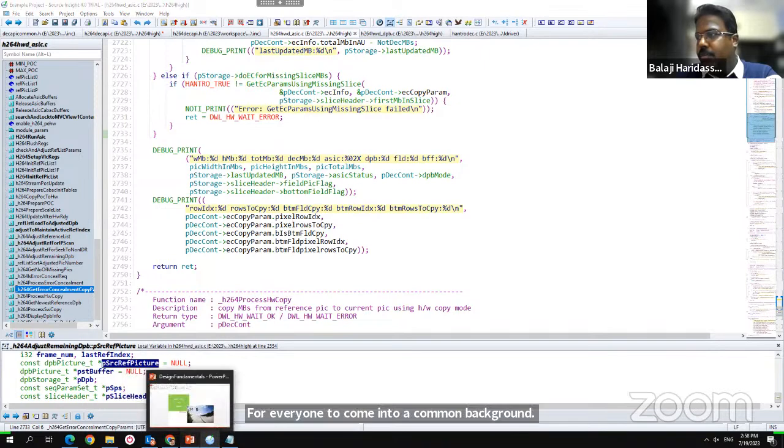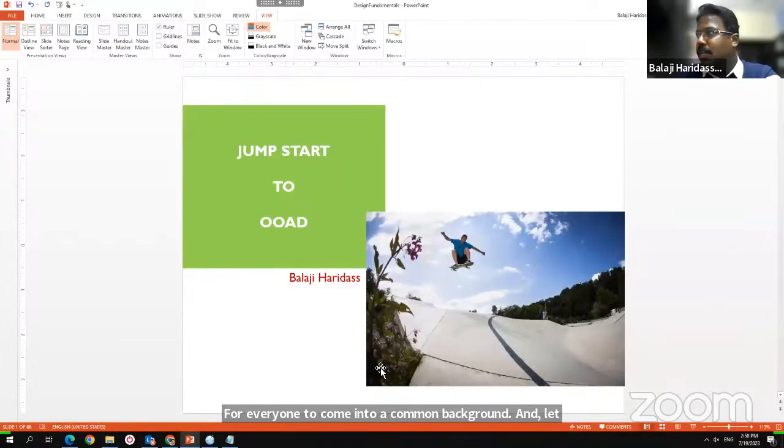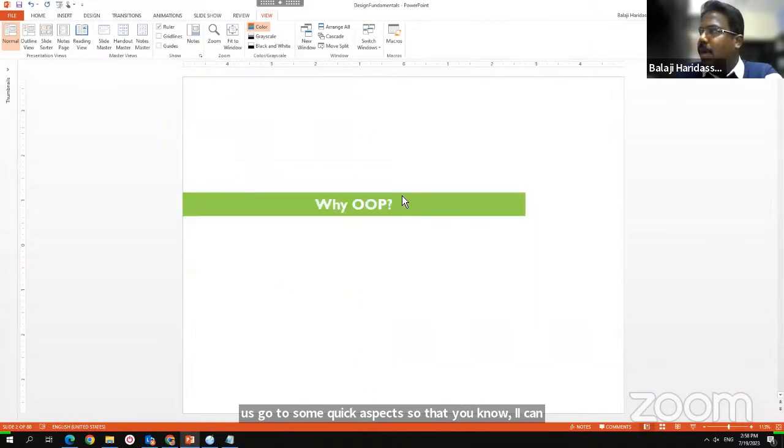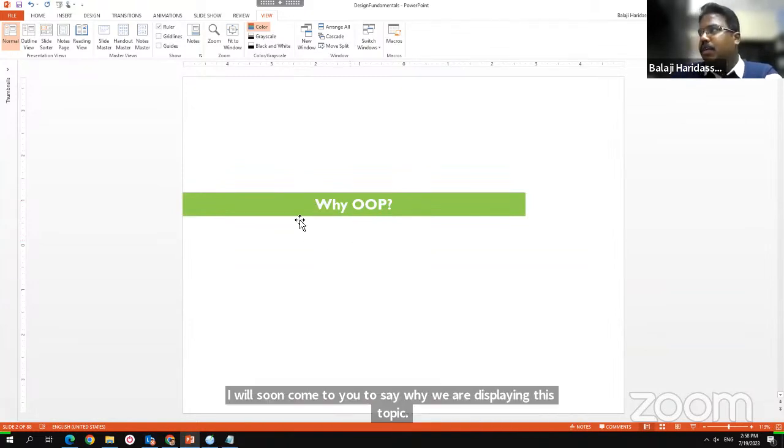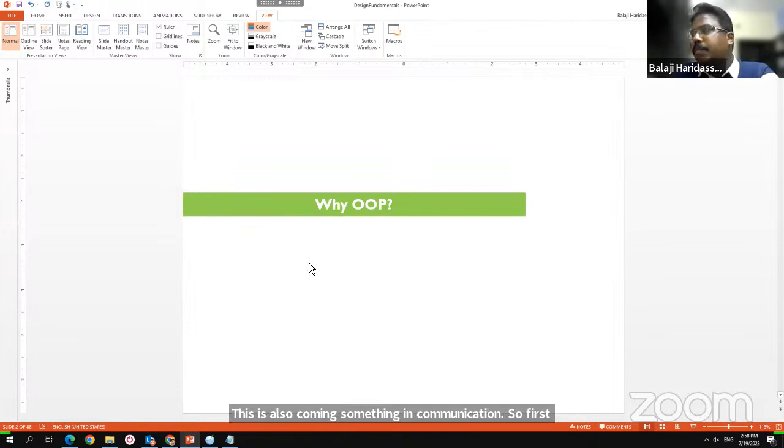Let us go to some quick aspects so that I can cover some aspects of this. Why object-oriented? I want to talk about this. I will soon come to you to say why we are discussing this topic. This is also something that comes up in communication. First of all, before that, I want to ask why OOP? Anyone? Why object-oriented programming language?